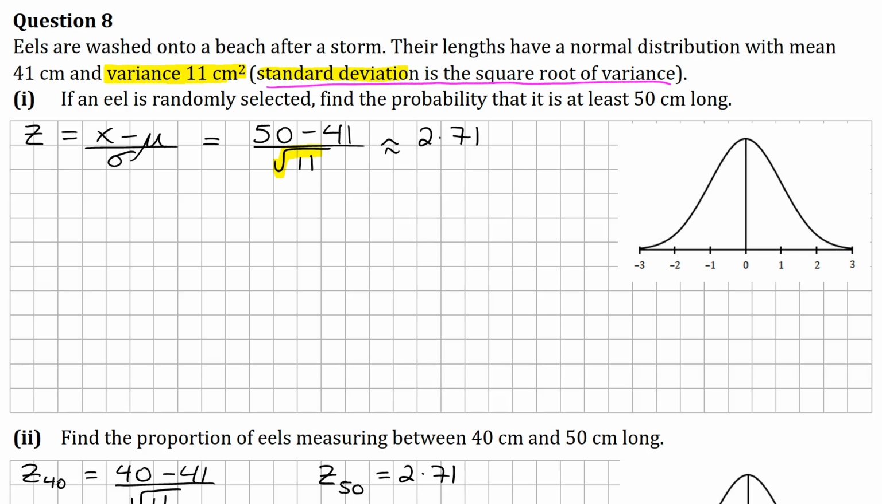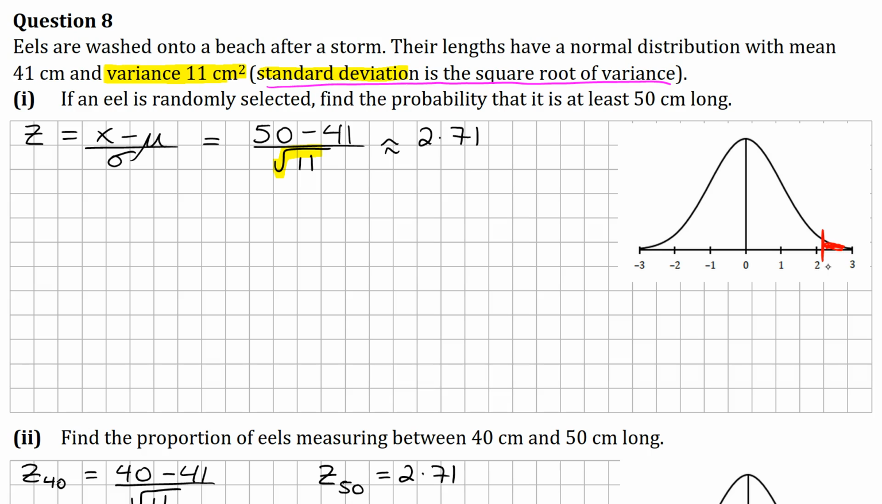Okay, so again here now we have a z figure. Now, what are we asked? If an eel is randomly selected, find the probability that the eel is at least 50 centimeters long. So I'm after getting the z score of 2.71. I'm going to mark that in here. I'm looking at this part here, so I just want this high part.